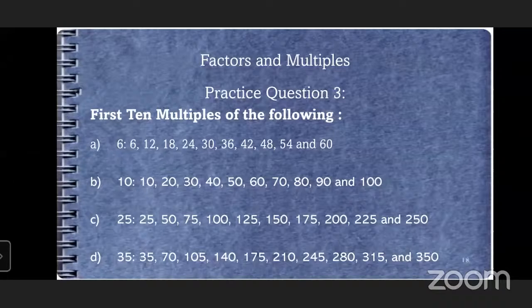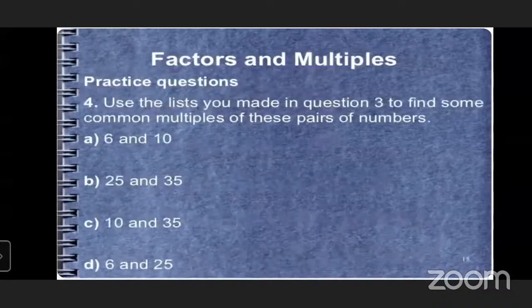Fine. So after making the multiples of these numbers, we have to compare them. Now how to compare? There are pairs of numbers. First is 6 and 10.